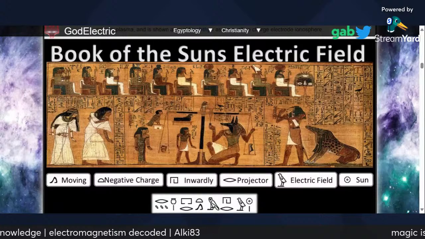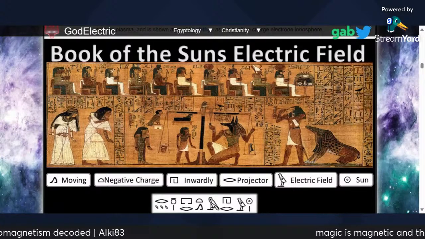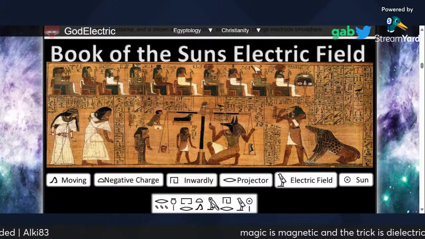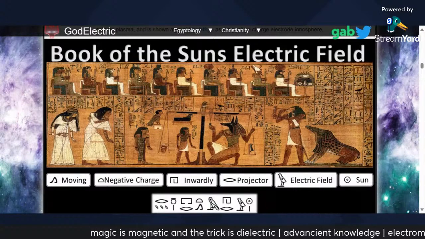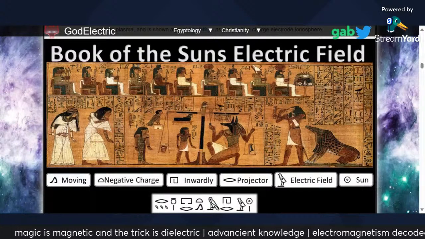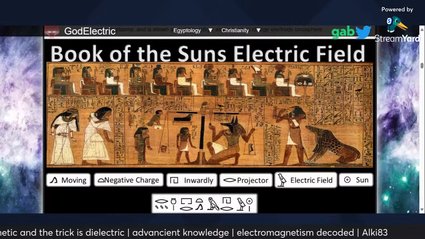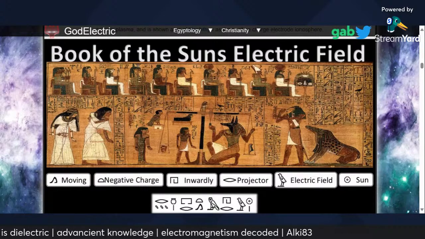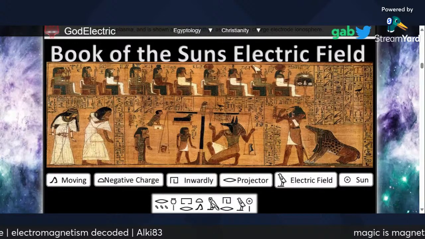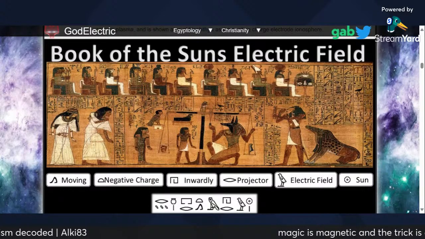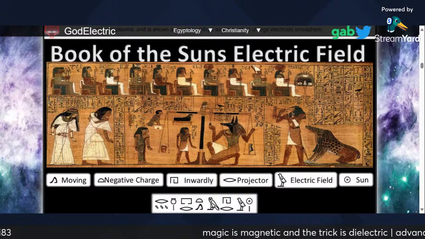The scene below is most commonly known as weighing of the heart. The heart is not a heart, but actually a type of red pot used for storing milk. The pot is filled with milk by Isis and Nephthys, positioned to the left of the scales. The milk symbolizes the nourishment of the cosmos as it defines the negative charge delivered to stars. The scales describe the sun's electric potential or voltage as charge is delivered to the sun.